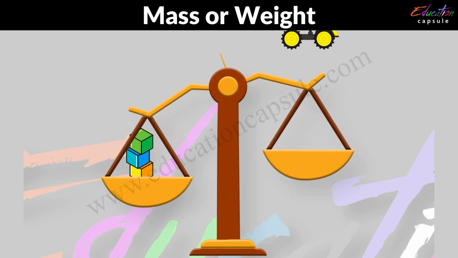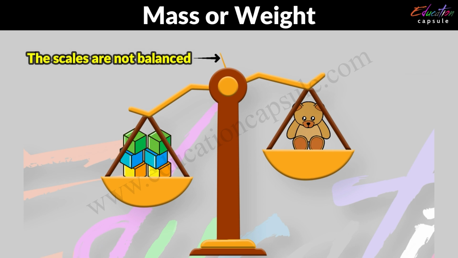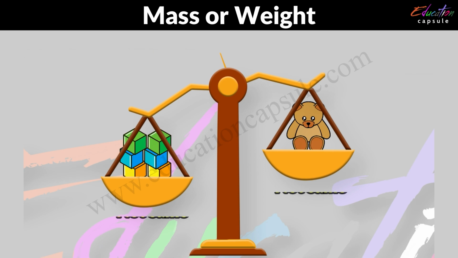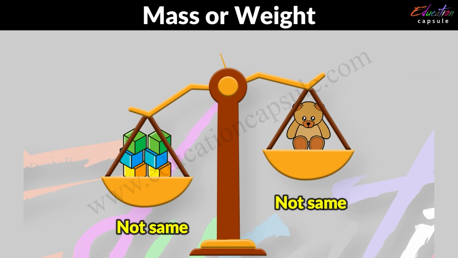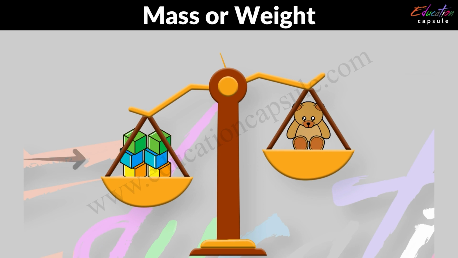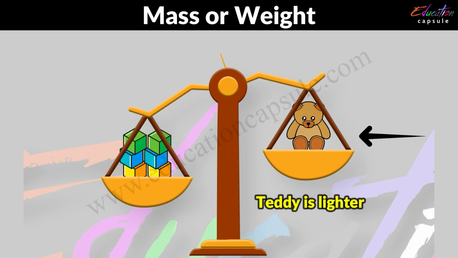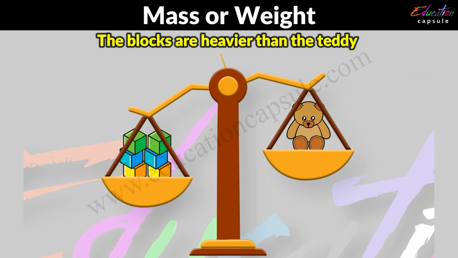When the scales are not balanced, it means the weight or the mass of the objects is not the same. The pan with the blocks is downwards, which means the blocks are heavier, and the pan with the teddy is upward, which means the teddy is lighter in weight. So we can say that the blocks are heavier than the teddy.